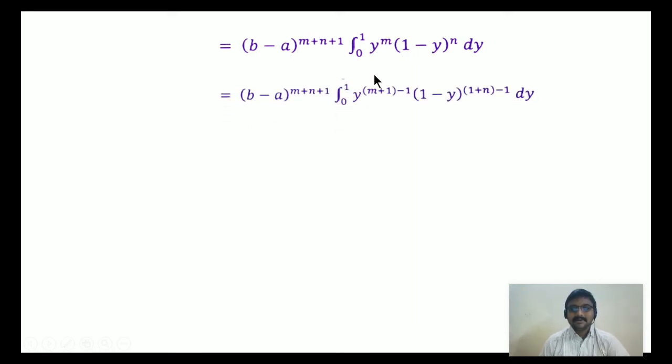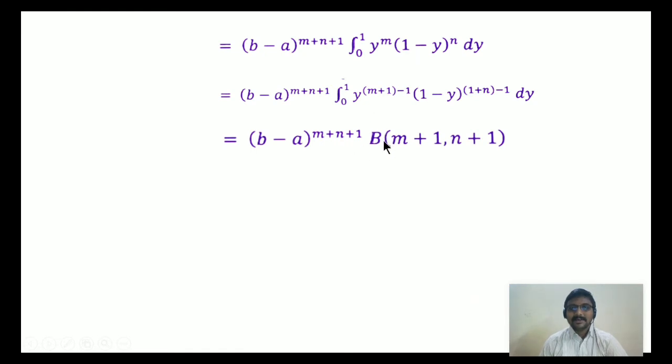So y power m can be written as y power m plus 1 minus 1, just adding 1 and subtracting 1, into (1 minus y) whole power n dy. So that is (b minus a) whole power m plus n plus 1.